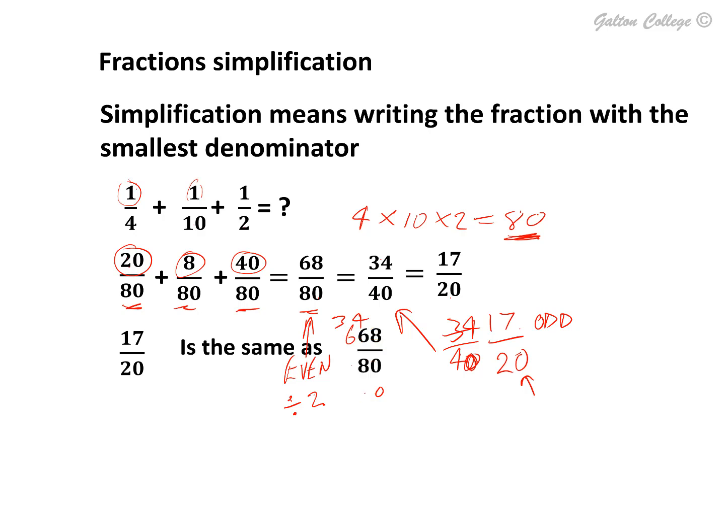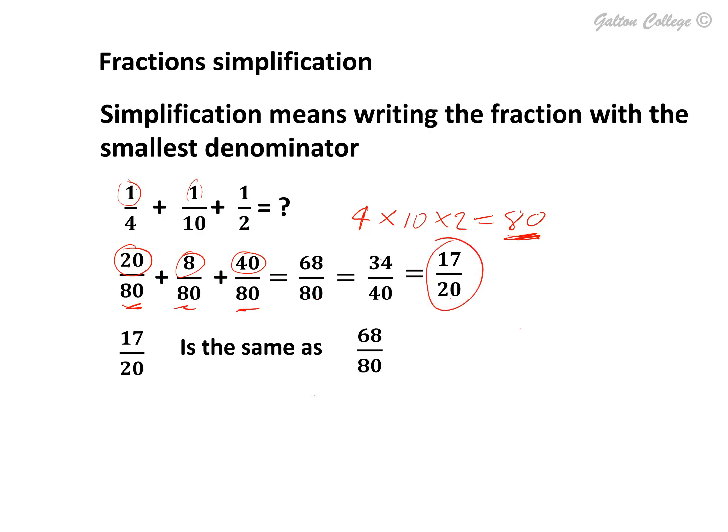Now I should take away some of my scribblings. So 17, just to emphasize it, 17 over 20 is the same as 68 over 80. So this one is the same as this one. Just take away those.